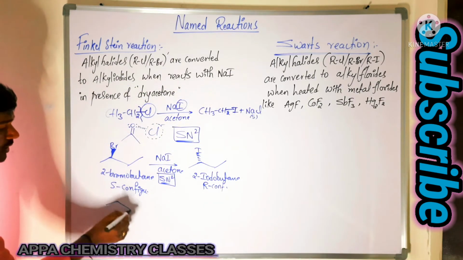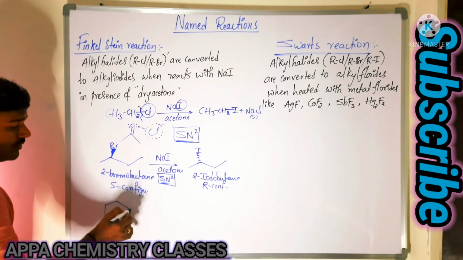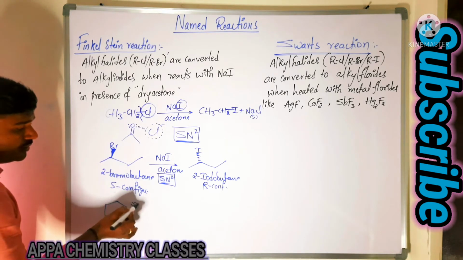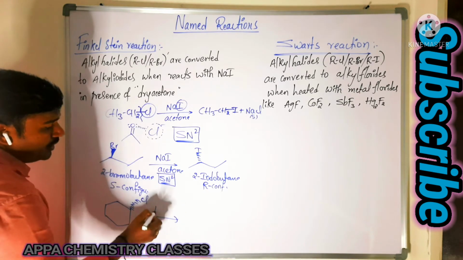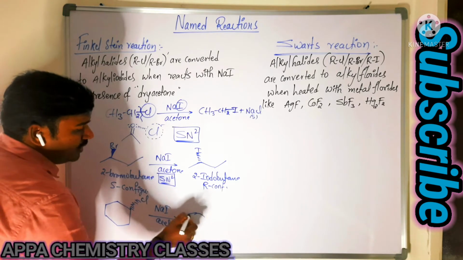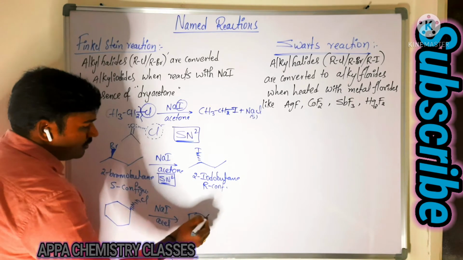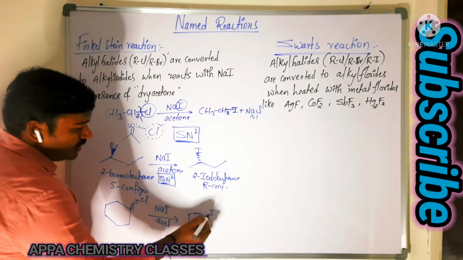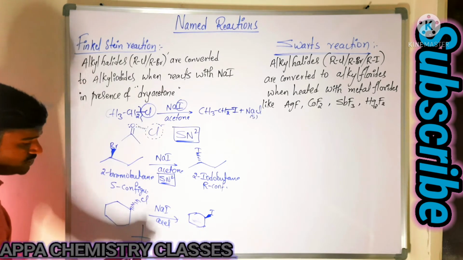Now you can take another example also. It is a cyclohexane, which is having one chlorine. Here the chloride ion is substituted with a dotted line. Whenever it reacts with sodium iodide in presence of acetone, then we are getting the iodo cyclohexane with a thick line.